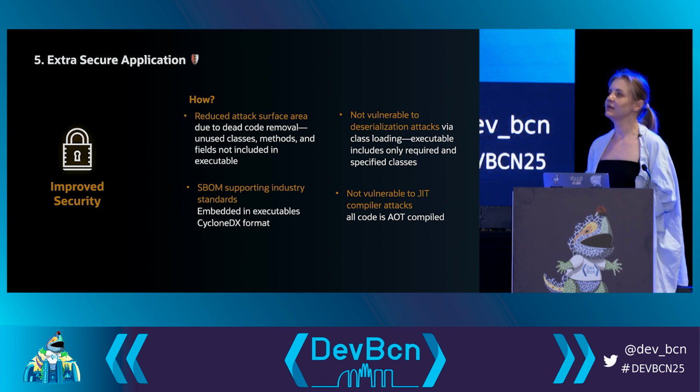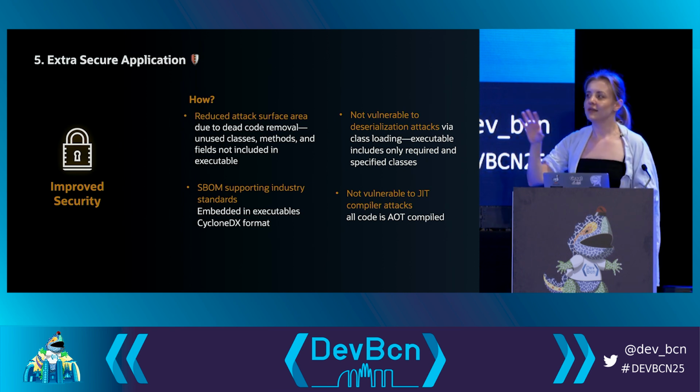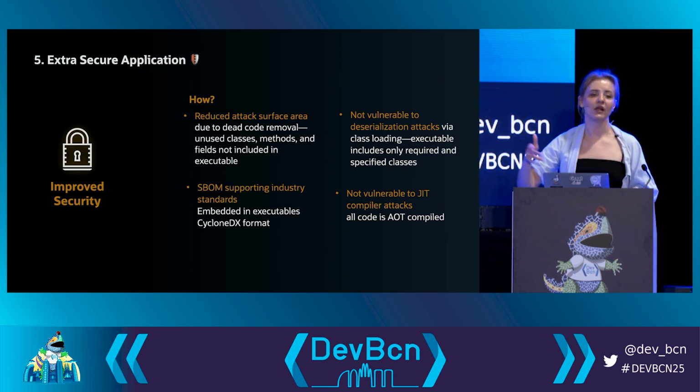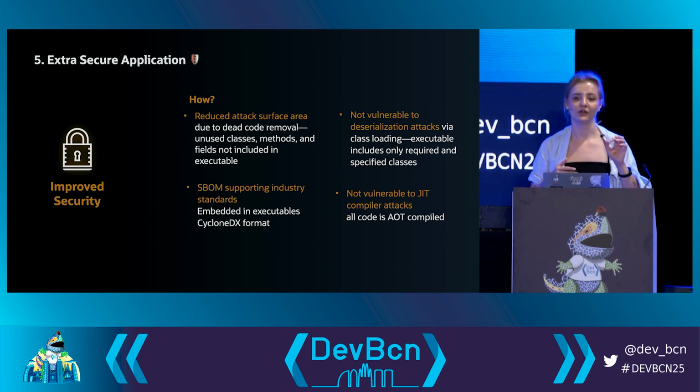Native image compiles the application ahead of time into a native executable, and in the end, it doesn't need a JVM to run. It's a fully native program, right? But one thing that we didn't cover yet is that native image, as it compiles the application, strips away everything that you don't use.